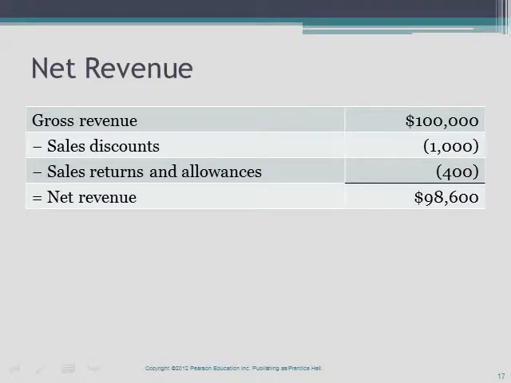Retailers, wholesalers, and manufacturers typically disclose sales revenues at the net amount, which means after sales discounts and sales returns and allowances have been subtracted.